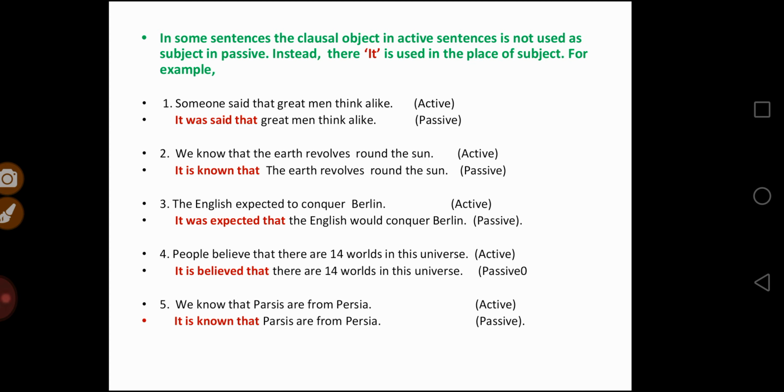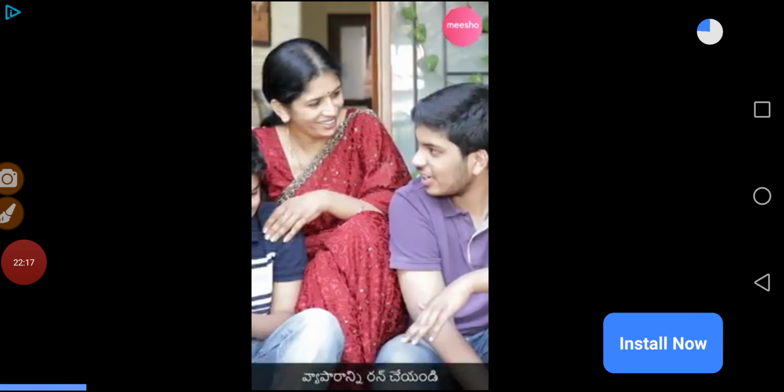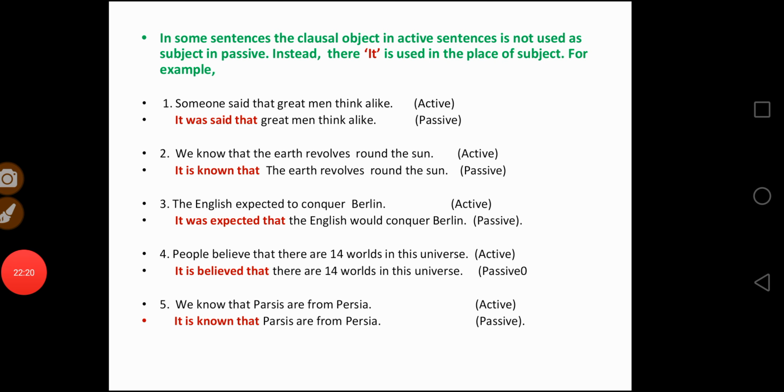In some sentences, the object in the active sentence is not used as the subject in passive. Instead, "it" is used in the place of the subject. For example, someone said that great men think alike. It was said that great men think alike. We know that the earth revolves round the sun. It is known that the earth revolves round the sun. The English expected to conquer Berlin. It was expected that the English would conquer Berlin.